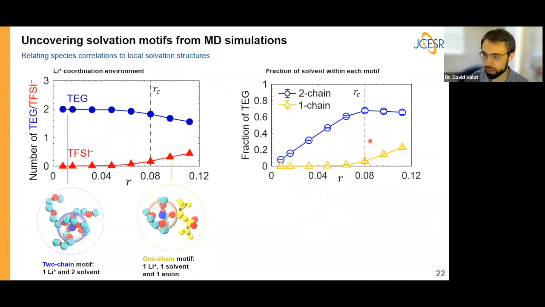In the dilute limit, which is what's being shown here, most of the solvent is not coordinated, meaning that these values are relatively small. There's not much solvent in the two-chain or the one-chain motifs. But the fraction of solvent in the two-chain motif continues to increase up to this critical salt concentration. Then it decreases slightly. The reason for this is that beyond this point, there's not enough solvent in the system to fully solvate all the lithium that we've been adding. We need to bring in the anions that can also do some of the job of solvating. And therefore, we see this increase in the fraction of solvent in the one-chain motif.